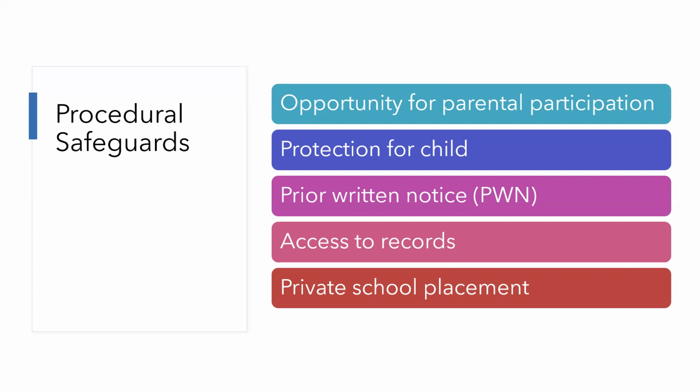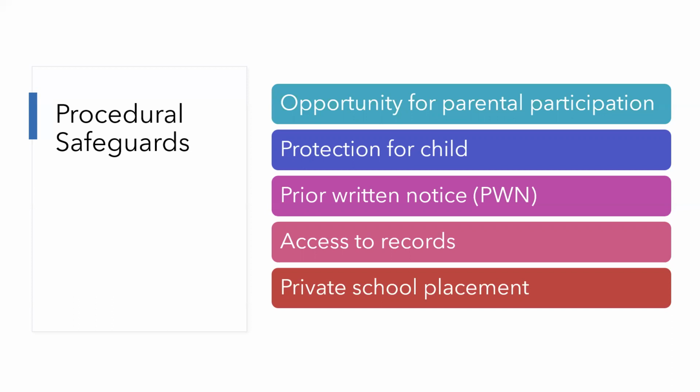Procedural safeguards must also include procedures that protect a child if their parents can't be located with reasonable effort, and to protect children who are wards of the state. The state has to assign a surrogate to make educational decisions on behalf of the child within 30 days of that determination. And it can't be anybody who has a conflict of interest, such as an employee of the school.